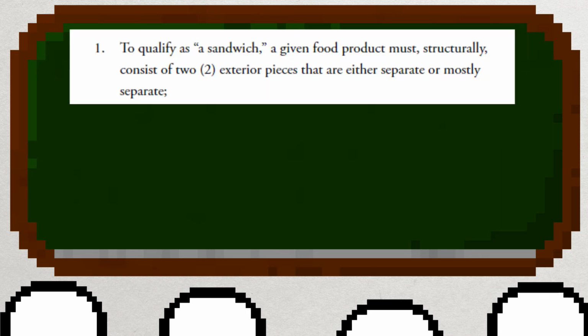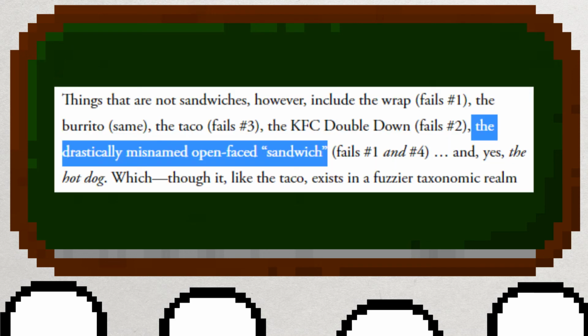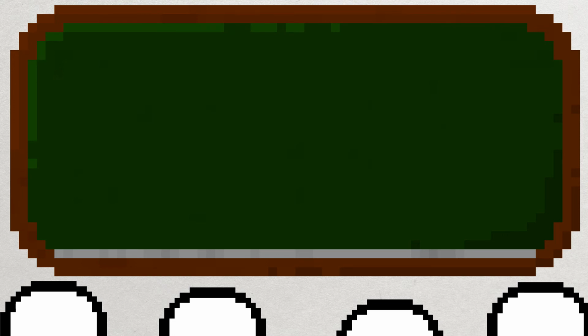The first point asserts that to qualify as a sandwich, a given food product must structurally consist of 2 exterior pieces that are either separate or mostly separate. This point immediately invalidates all open-faced sandwiches, and the author is even aware of this. Later on in the article, they comment on this fact, suggesting that they aren't sandwiches at all. This right here is enough to invalidate their entire argument.